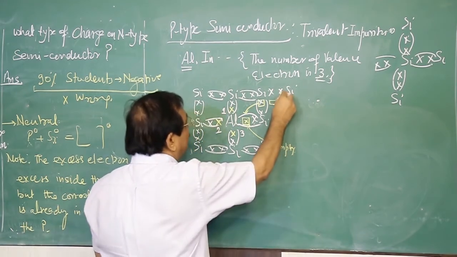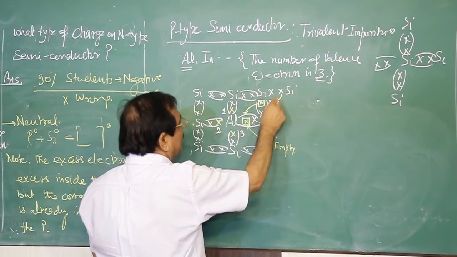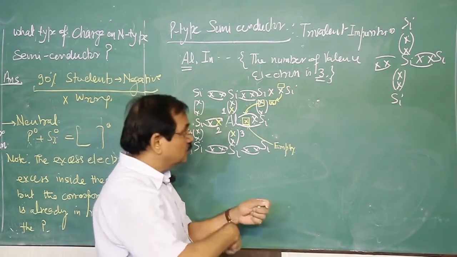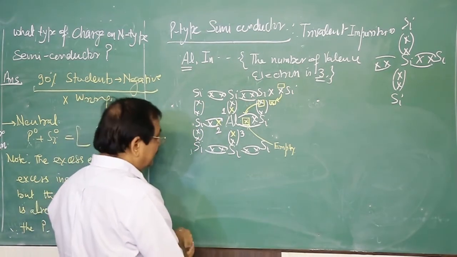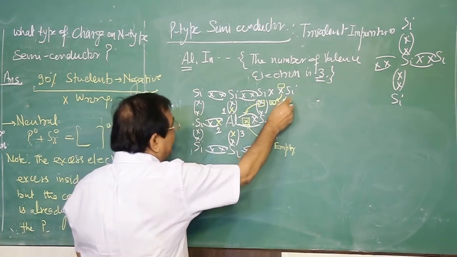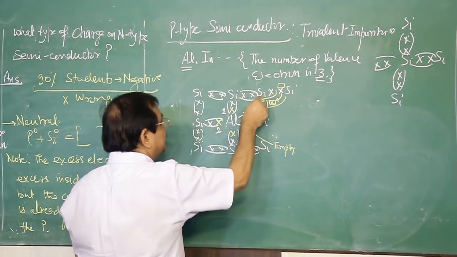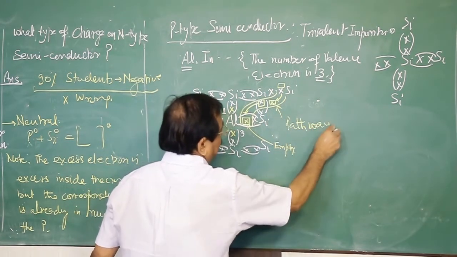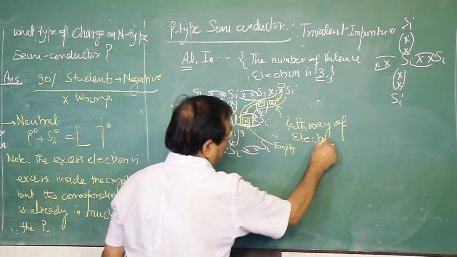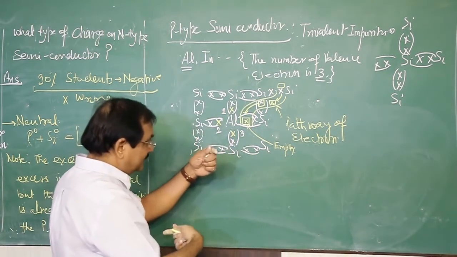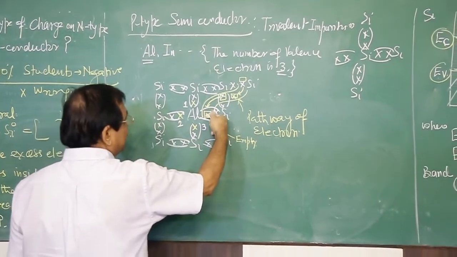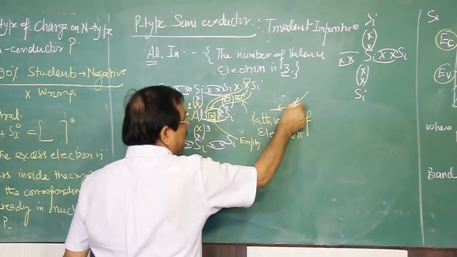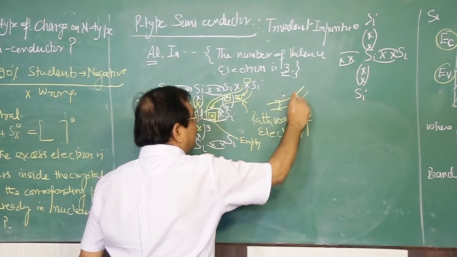So, this electron occupies this place and there is a vacancy at this place. Basically, the electrons are moving, this is the pathway of electron. But the empty place is moving from this place to this place to this place, which means the pathway of electron is in this direction, and the empty place moves in the opposite direction.